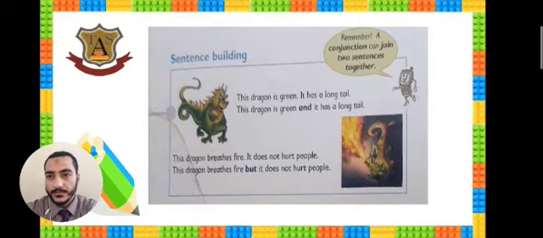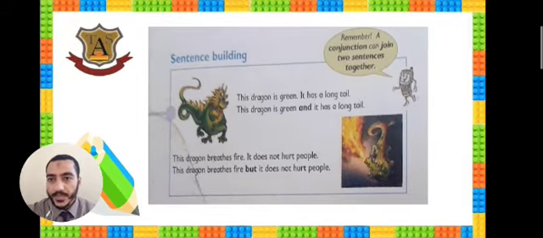This dragon is green. It has a long tail. So now we have two separated sentences. We want to use a conjunction to join these two sentences together, as we knew that a conjunction can join two sentences together. How do we know we have two sentences? We have a full stop between them.